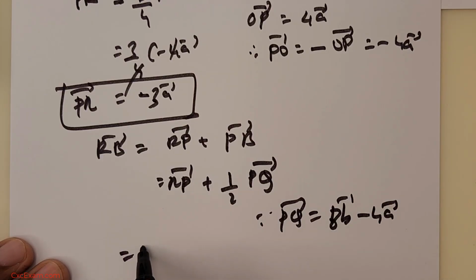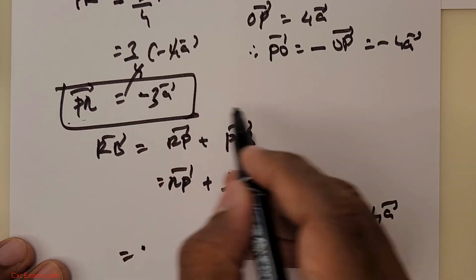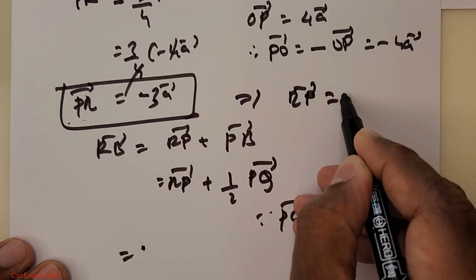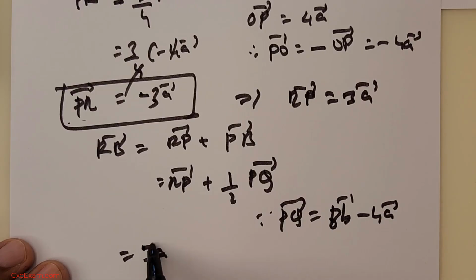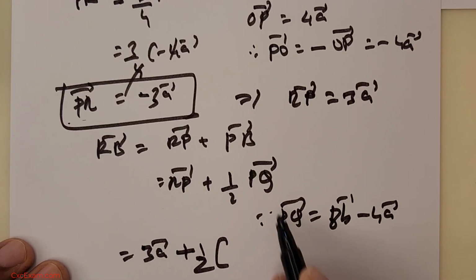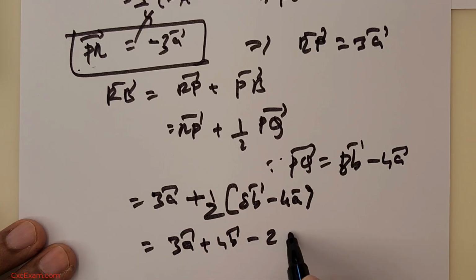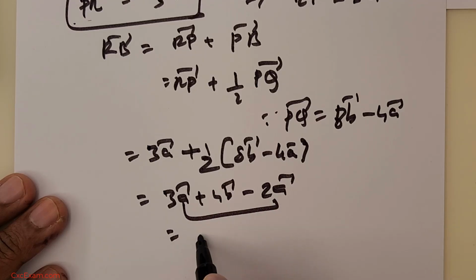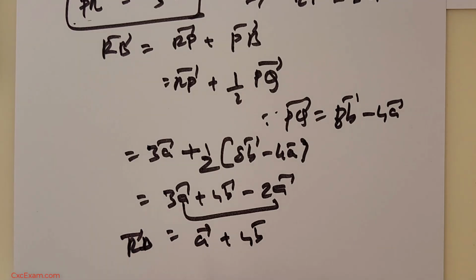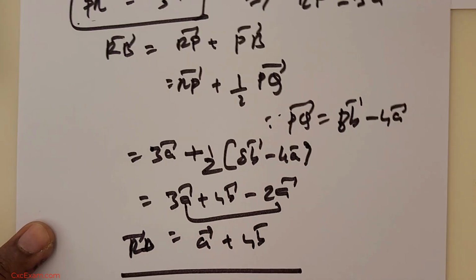So RP vector is, PR vector is negative 3A. So this means RP vector is going to be 3A vector. Okay, so this is 3A vector plus 1/2 times 8B vector negative 4A vector. You solve this, you get 3A vector plus 4B vector negative 2A vector. You add these two together, you get A vector plus 4B vector. So that is the value for RB vector. Okay, and that is the conclusion for this question.